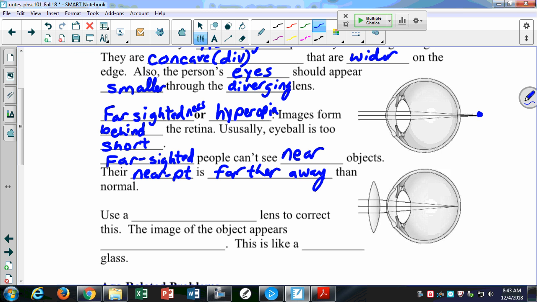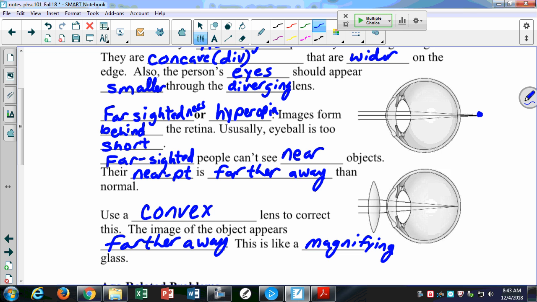All right, you can see up here, a farsighted person might only be able to see up to here, and not closer than that. Use a convex lens to correct this. The image of the object appears farther away. And this is like a magnifying glass. That's what reading glasses are, effectively, magnifying glasses.